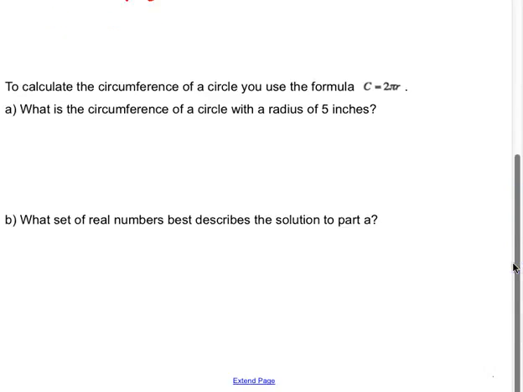And let's look at one last example. To calculate the circumference of a circle, you use a formula, circumference equals 2 pi r, which means 2 pi times the radius. What is the circumference of a circle that has a radius of 5 inches? So I'm going to plug 5 into that formula. So 2 pi r, which is 5. So I'm going to calculate what this actually is. So that's going to give me 10 pi.